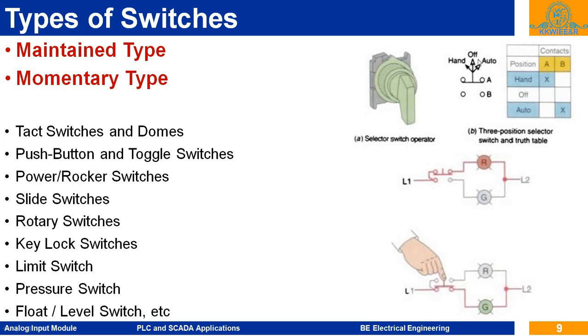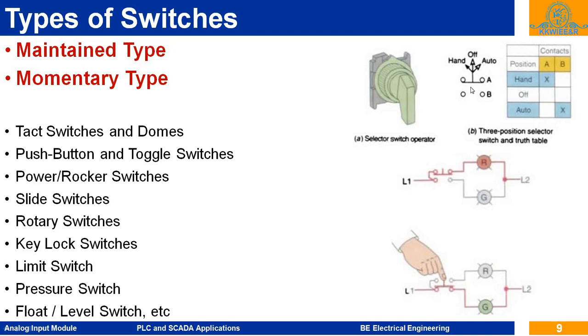For two position, there are two contacts. Two poles are there and one throw is there. So based on this operation, when we press this button on the auto side, this A contact gets closed.